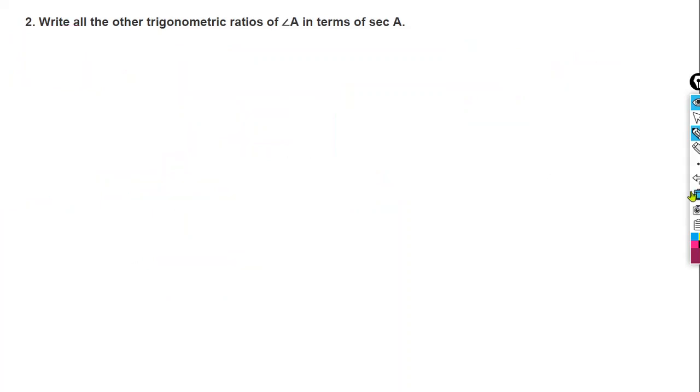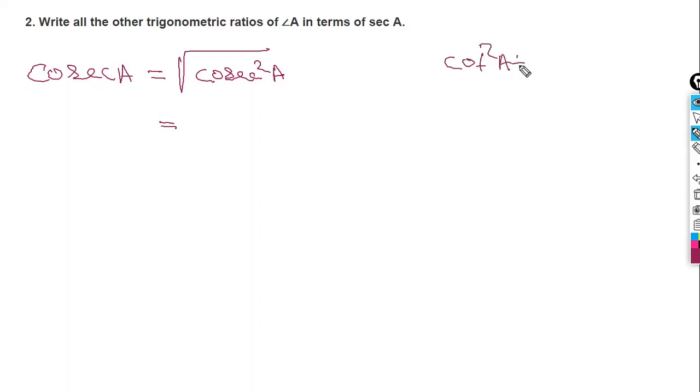Finally we will move to cosec a. Cosec a equals, again same story, we will move to root over of cosec square a, which will be equal to, you know there is a formula. What is the formula? The formula was cot square a plus 1 equals cosec square a. So we will directly write cot square a plus 1, whole root over.